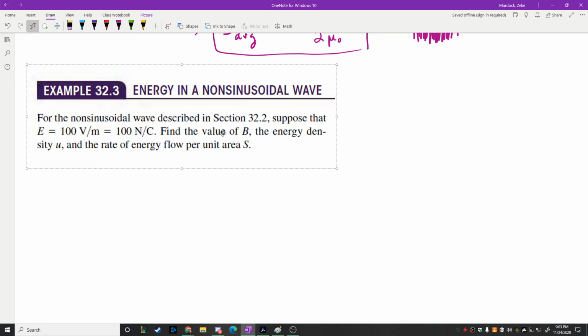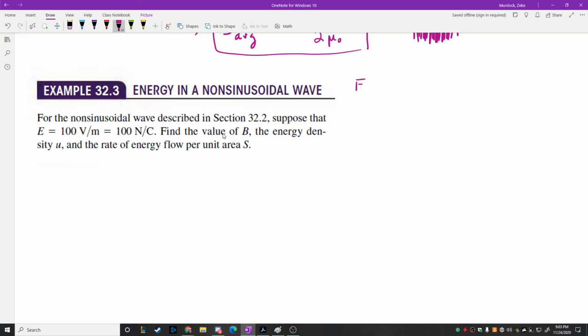All right. We can do both these problems. They're pretty short. Okay, energy in a non-sinusoidal wave. For the non-sinusoidal wave described in 32.2, we didn't do that part. It's a very silly section, but you can read it if you want to. Suppose that the electric field is 100 volts per meter. Find the value of the magnetic field, find the energy density, and find the rate of energy flow per unit area, S, the Poynting vector, right?